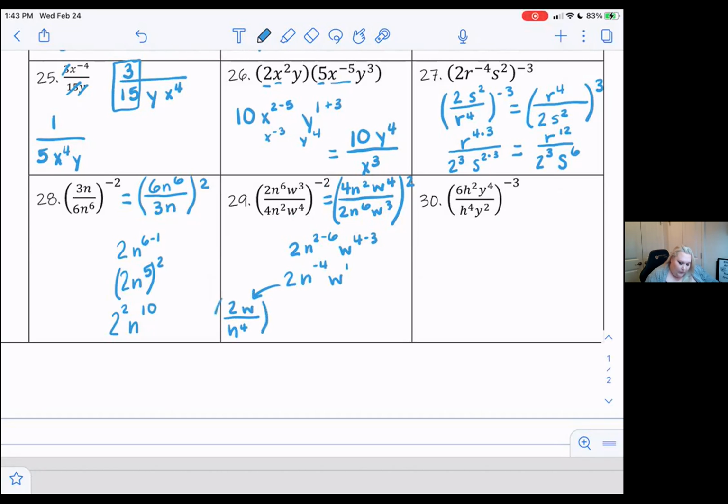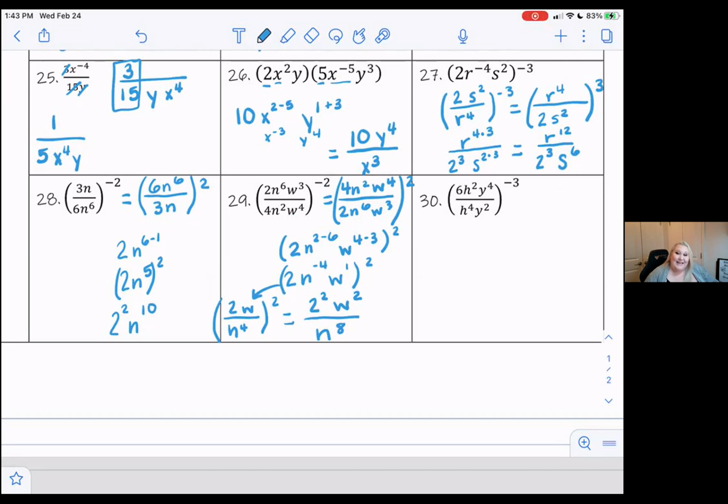Don't forget, this whole time we still are waiting to square our answer because we haven't dealt with that 2 on the outside. Now we can square it and get 2 squared, w squared, all over n to the 8th, because it was n to the 4th. Now it's times 2 to make it the 8th.